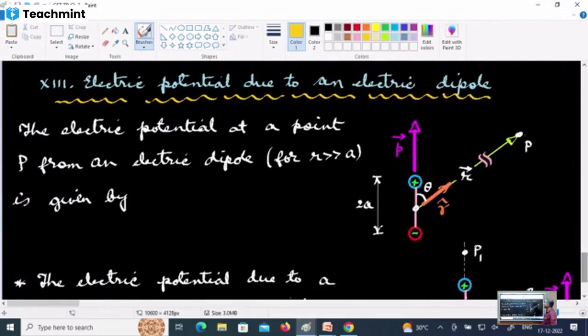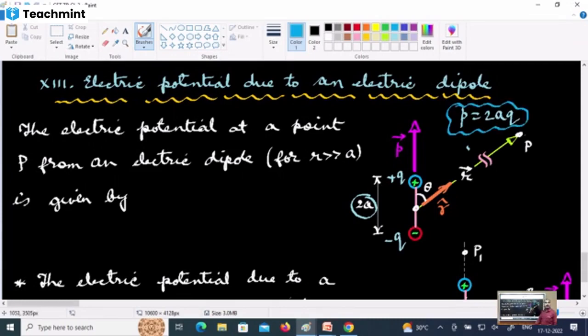Let's now talk about electric potential due to an electric dipole. Now you see here in this diagram an electric dipole having two charges. One is plus Q, another one is minus Q. Two equal but unlike charges separated by a small distance called 2a. Then the dipole moment P is given by 2aq, which is something I had discussed in my Tuesday's class itself. P is equal to 2aq. Now, how much potential does it produce at this point P?